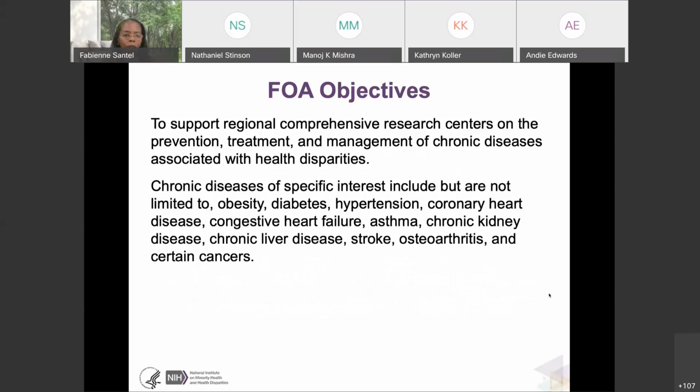So objectives. To support regional comprehensive research centers on the prevention, treatment and management of chronic diseases associated with health disparities. So chronic diseases of specific interest include, but are not limited to, the following: obesity, diabetes, hypertension, coronary disease, congestive heart failure, CHF, asthma, chronic kidney disease, chronic liver disease, stroke, osteoarthritis, and certain cancers. Next slide, please.